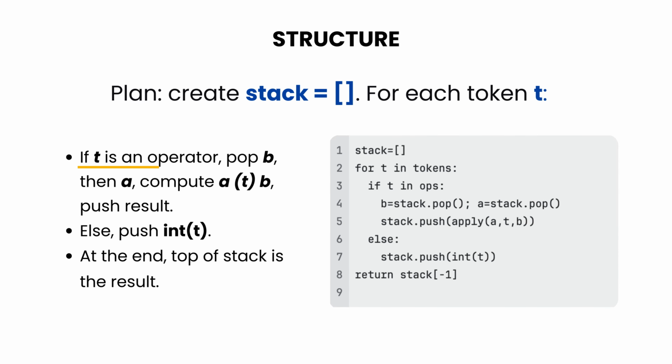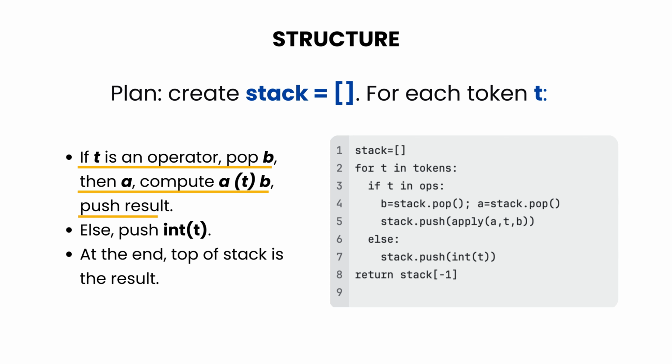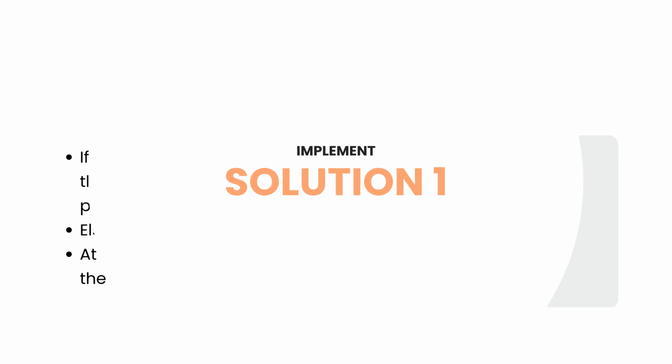Plan. Create stack equals empty list. For each token t, if t is an operator, pop b, then a, compute a t b, push result. Else, push int(t). At the end, top of stack is the result.